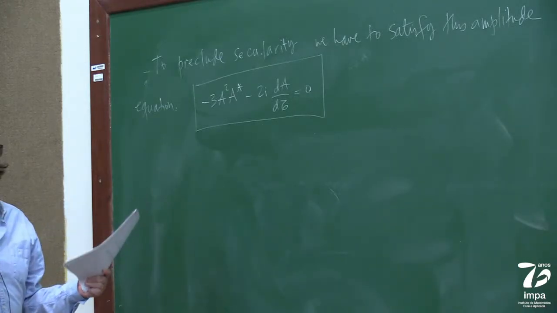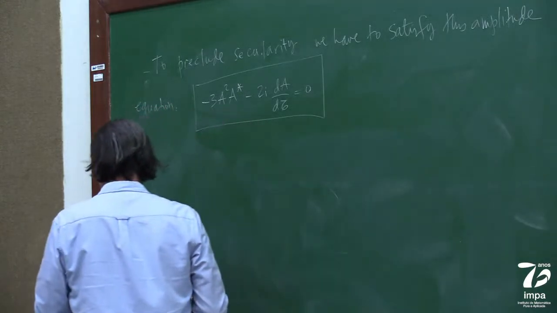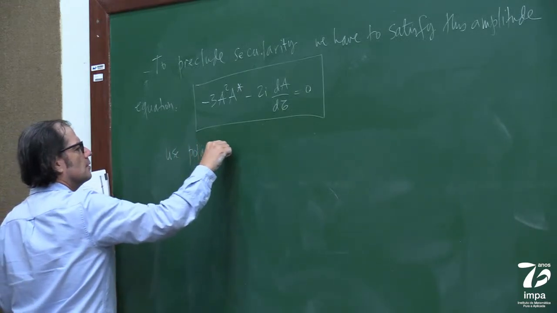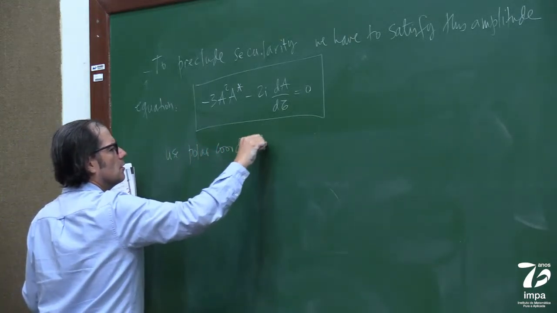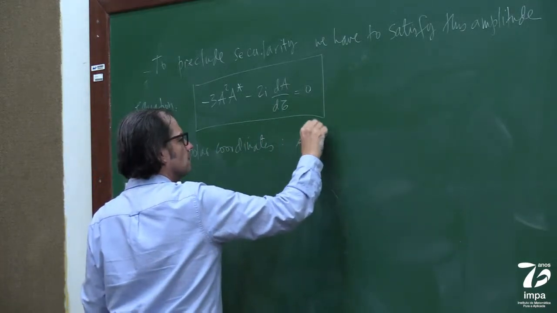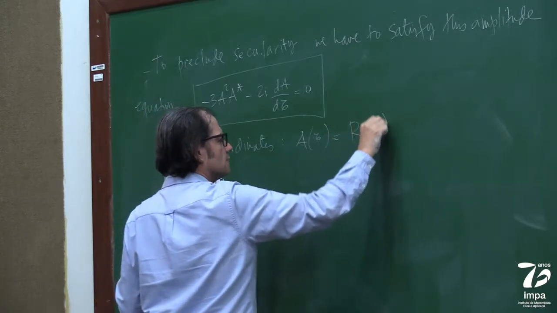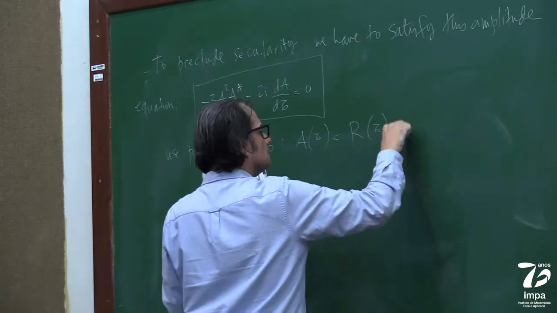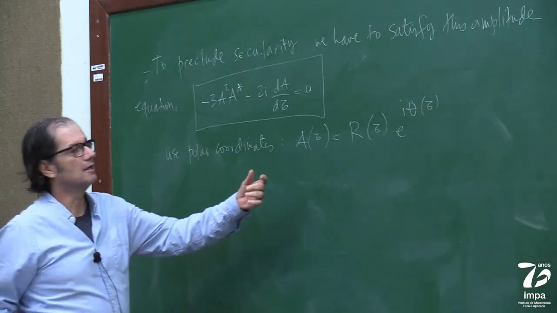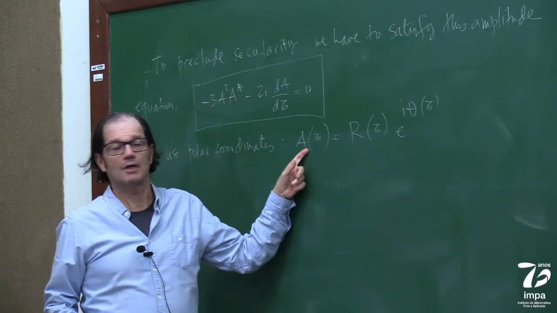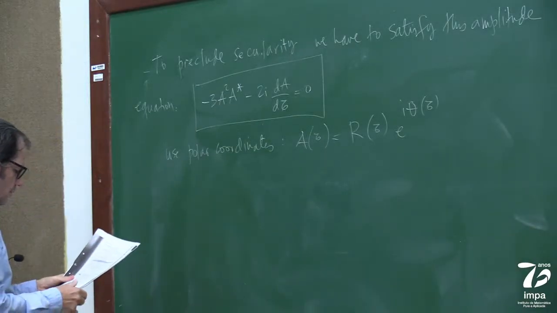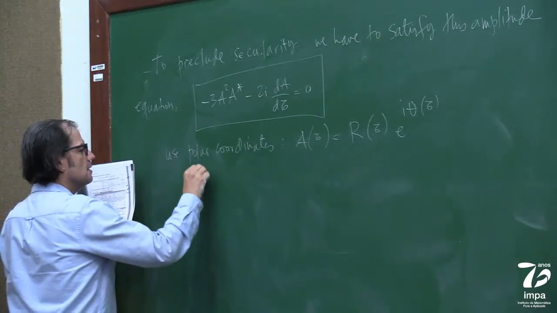Then I'm going to sketch very quickly. Then what happens is that you use polar coordinates, in the sense that you say A of tau is R of tau e to the i theta of tau. Since this is a complex amplitude, this is basically the height and a little bit the phase. You get this system of ODEs like this.